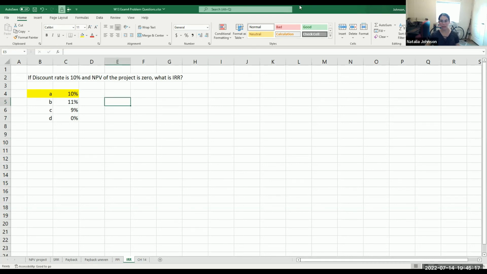Okay, so the amount doesn't really matter. Just if it's 0, positive, or negative. So if NPV is 0, that means that the discount rate and the internal rate of return are the same. If it's positive, that means that the internal rate of return is greater than the discount rate. And if net present value is negative, then the discount rate is greater than the internal rate of return.